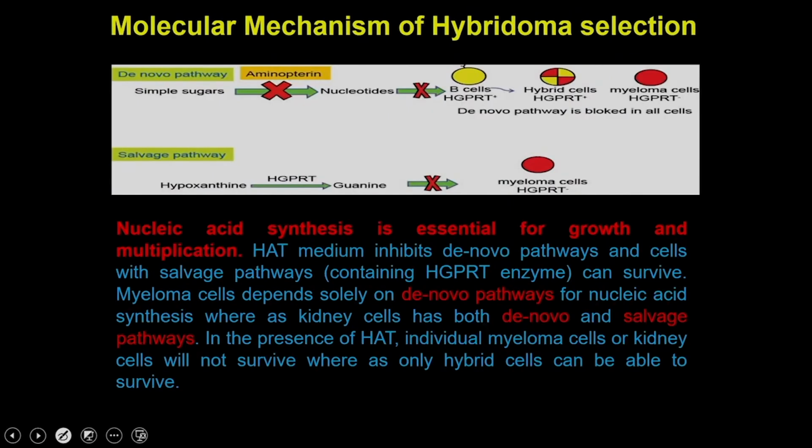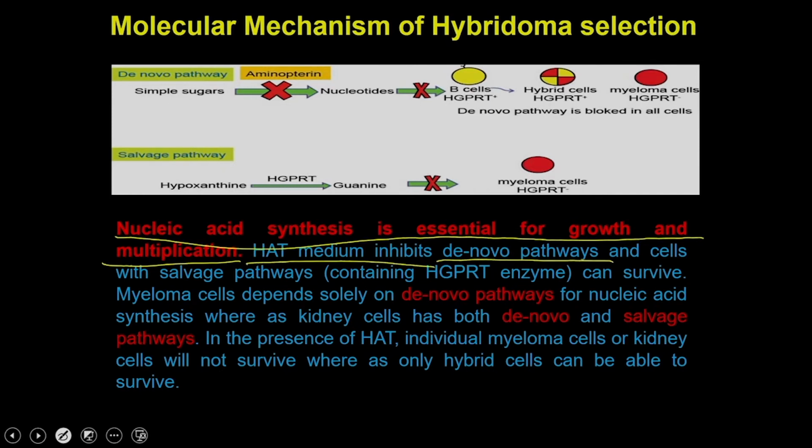Why are they not able to grow? Because HAT has an inhibitor that interferes with nucleic acid synthesis. Nucleic acid synthesis is essential for the growth and multiplication of any cell. So HAT medium inhibits the de novo pathway, and only cells with the salvage pathway can survive. What is meant by the de novo pathway? You have two pathways of nucleic acid synthesis, the de novo pathway as well as the salvage pathway.